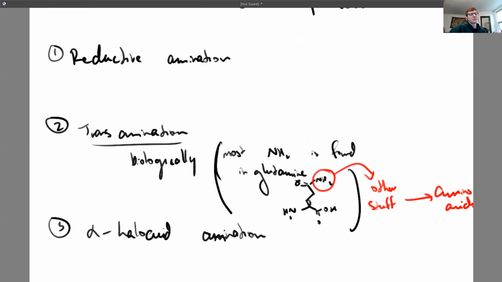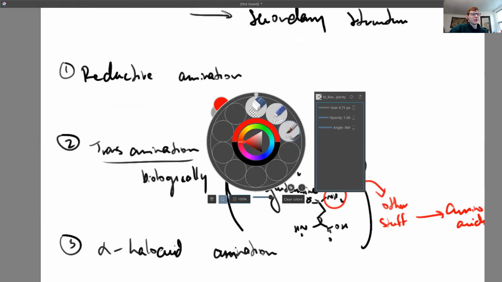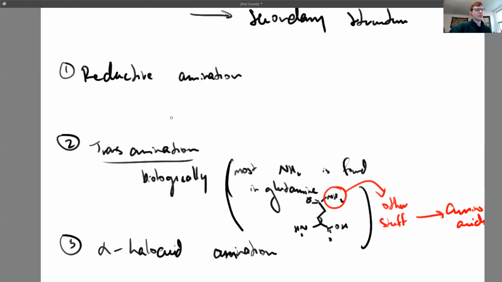Okay. But in the lab, if we're just doing bulk syntheses of amino acids, then we could do this other stuff. So here we could do reductive amination, which is, if we have this alpha keto acid, and on this end it could be whatever. In this case I'll call it R, because that's a reasonable thing to do.